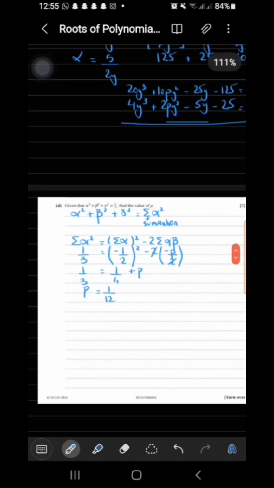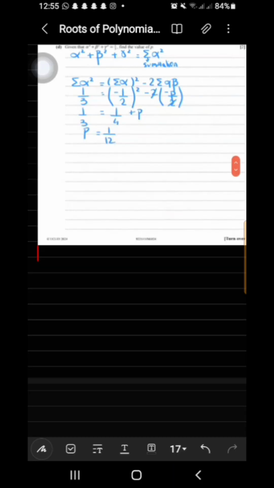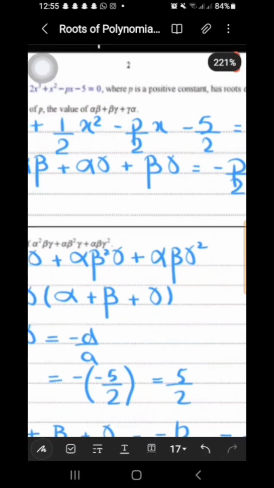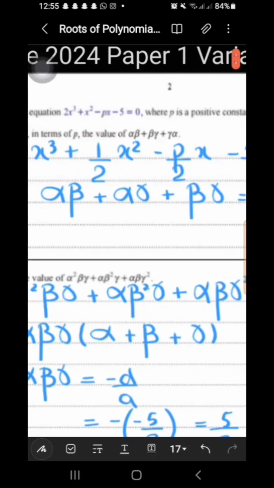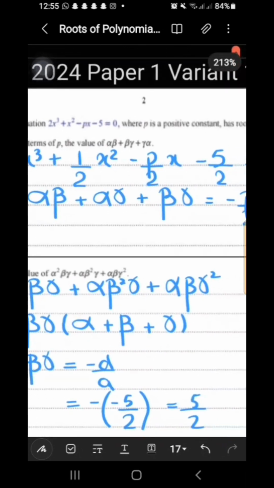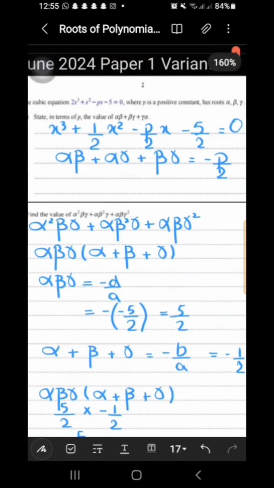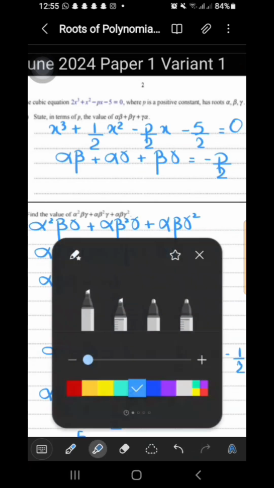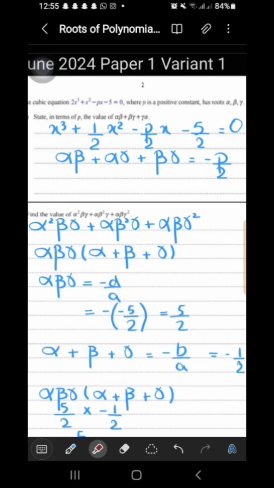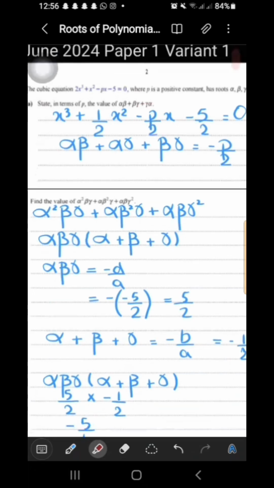Let's take a review of this whole question. In the first question, this was the equation. We divided this whole equation by 2, and we formed x cube plus 1 divided by 2 x square minus p divided by 2 x minus 5 divided by 2 equals 0. Then we have to find the summation of alpha beta. That is the point here. Let me show you with another color. It is the summation of alpha beta, and we got negative p over 2.